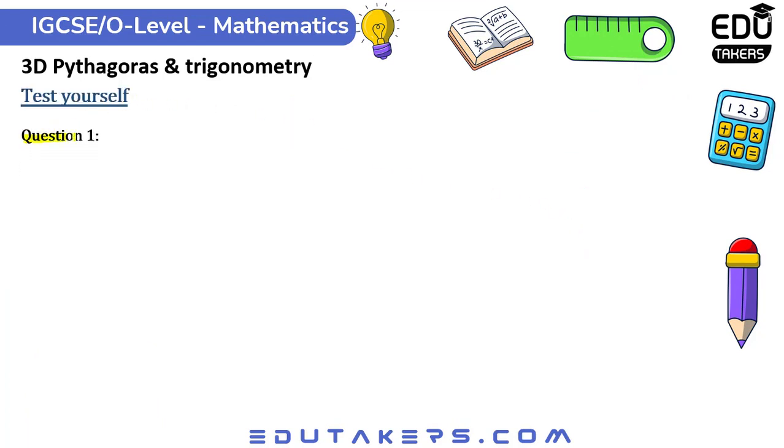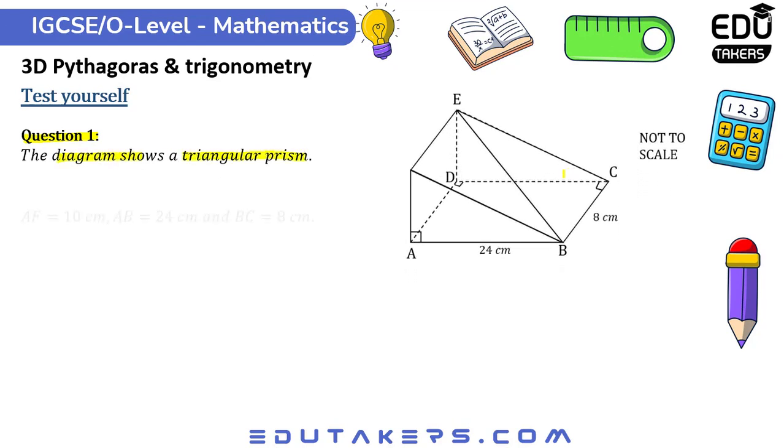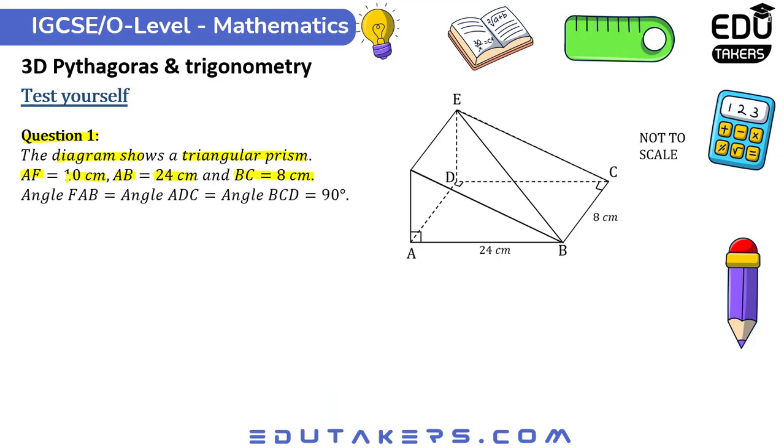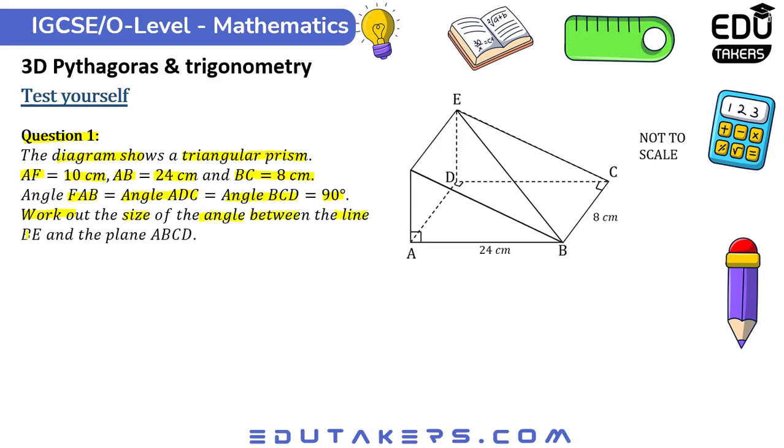Test yourself. Question number 1. The diagram shows a triangular prism which is not to scale. AF is 10 cm, AB is 24 cm, and BC is 8 cm. Angle FAB is equal to angle ADC is equal to angle BCD, which is equal to 90 degrees. Work out the size of the angle between the line BE and the plane ABCD. Give your answer correct to one decimal place. It's a 3-mark question.